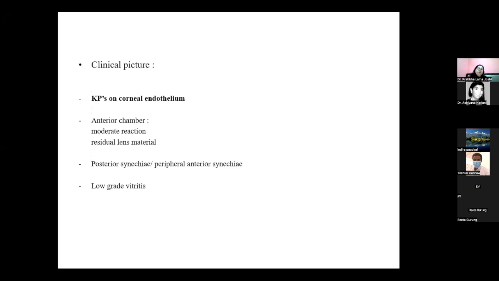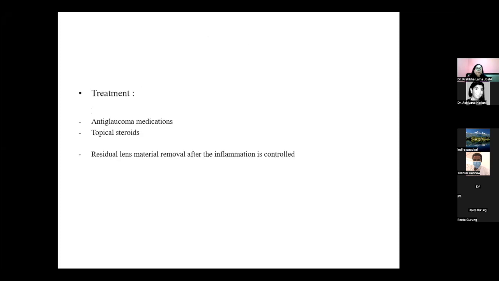Clinically, we will see KPs on the corneal endothelium. In the anterior chamber, there is a moderate reaction and residual lens material. There is the presence of posterior synechia and peripheral anterior synechia, and there is also a low grade vitritis. Treatment is anti-glaucoma medication to decrease the intraocular pressure, steroids to control the inflammation, and the residual lens material has to be removed surgically after the control of inflammation.